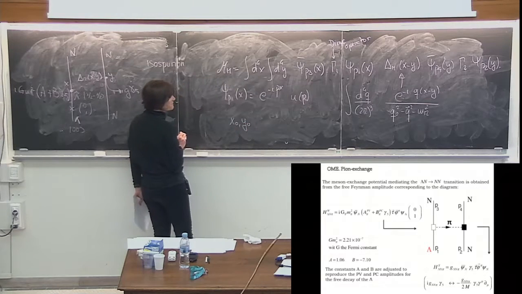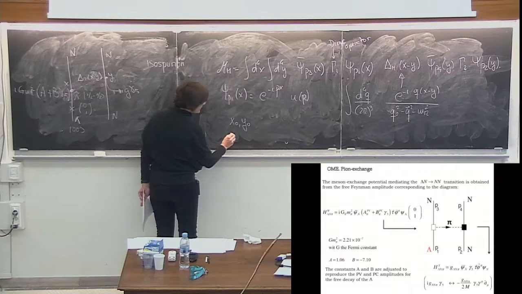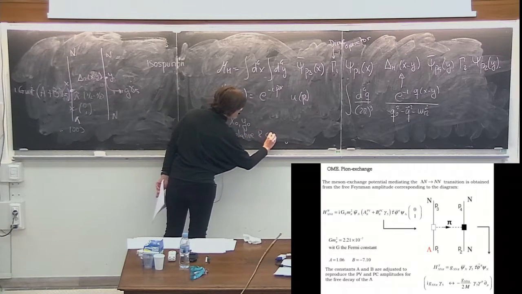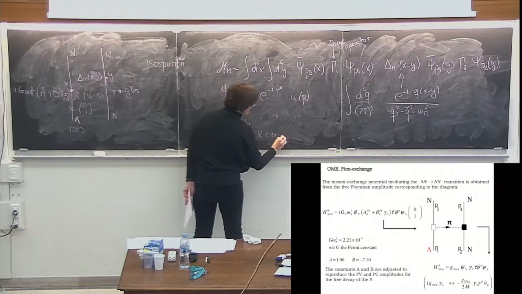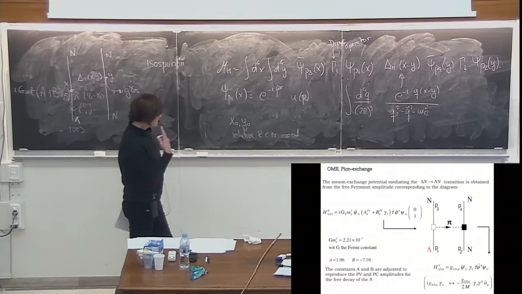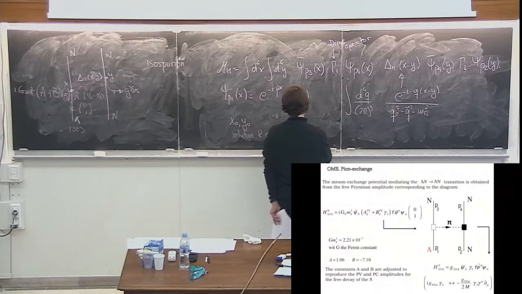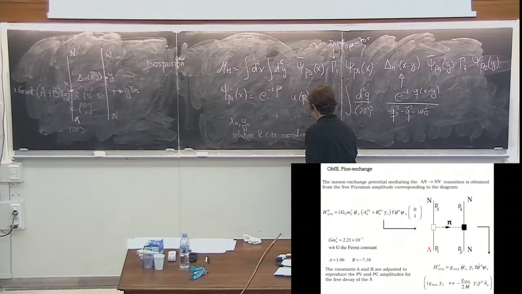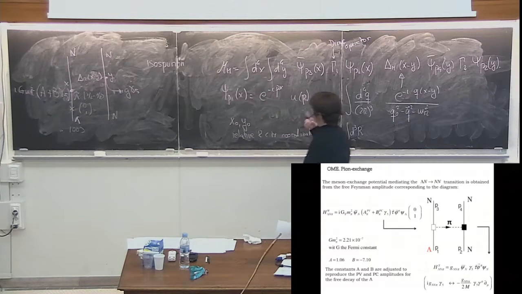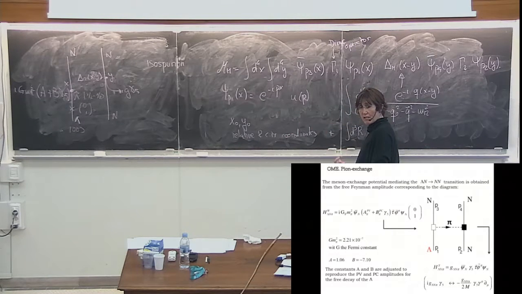We can make a transformation to relative and center of mass coordinates in space. Moreover, one can make an integration over the center of mass variables. And at the end, you have an expression that you reduce non-relativistically.